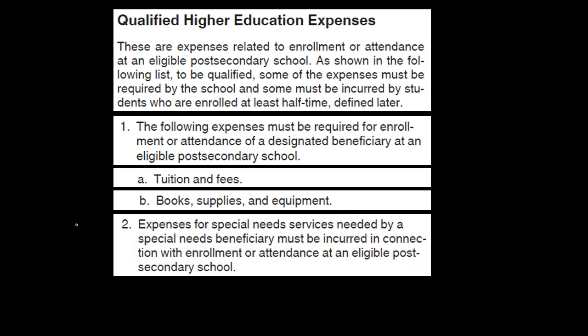Number 2, expenses for special needs services needed by a special needs beneficiary must be incurred in connection with enrollment or attendance at an eligible post-secondary school. So that's a special needs kind of exception there. Number 3, expenses for room and board must be incurred by students who are enrolled at least half time. So we've got one that's a little bit more, room and board, one of those that we might think isn't just a given as far as the tuition, of course. So we have the room and board here.